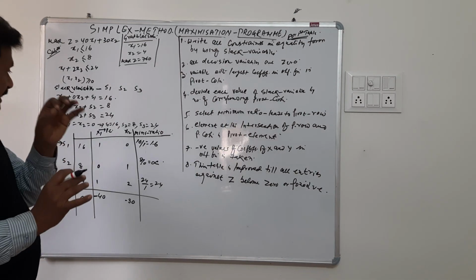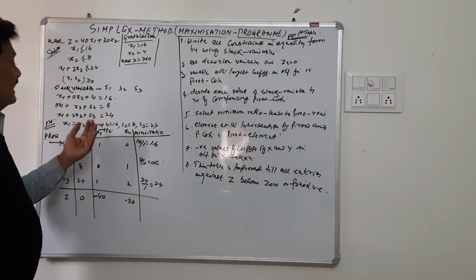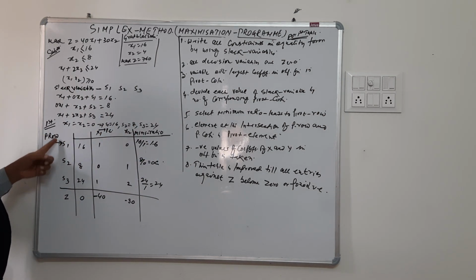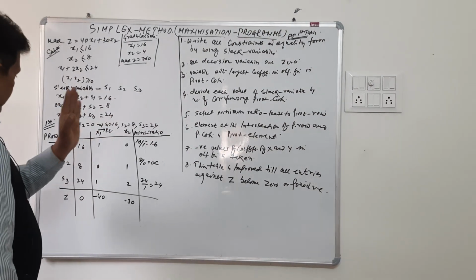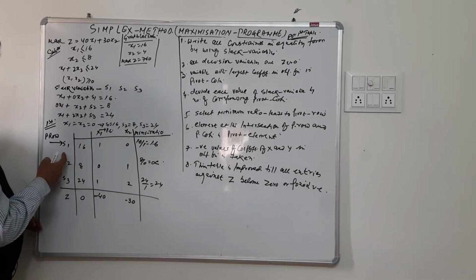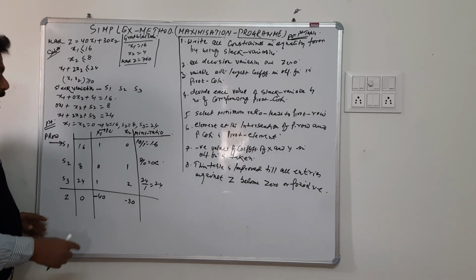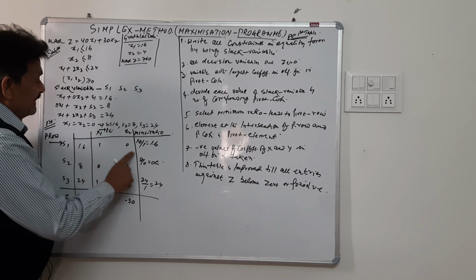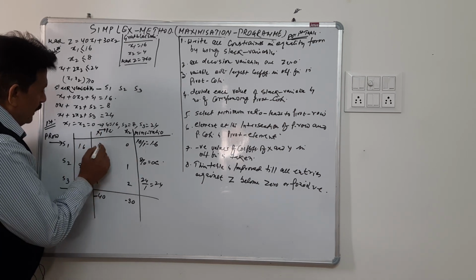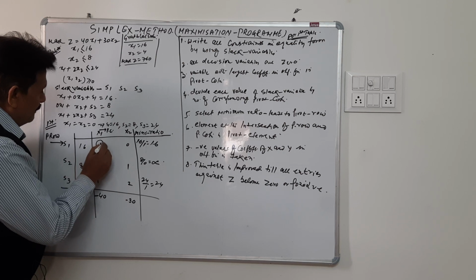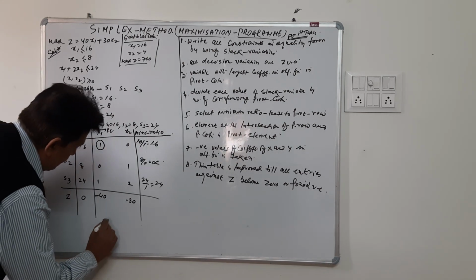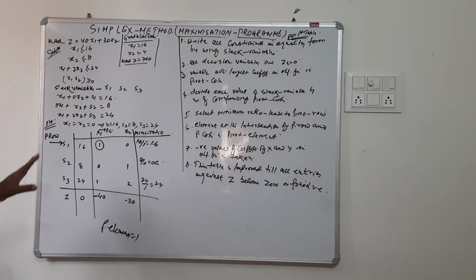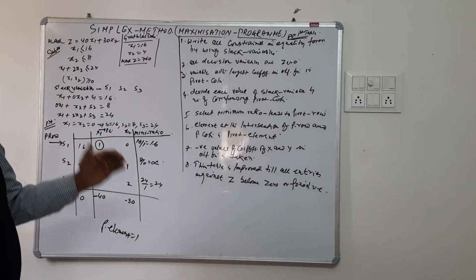Now try to understand one thing. This pivot column is the incoming vector in the next table, and this pivot row is the outgoing vector in the next table. So in the next table, x1 takes the place of s1 and s1 goes to this place. The element at the intersection of the pivot row and pivot column is the pivot element. So we have our pivot element as 1. This much work has to be done for the first table.